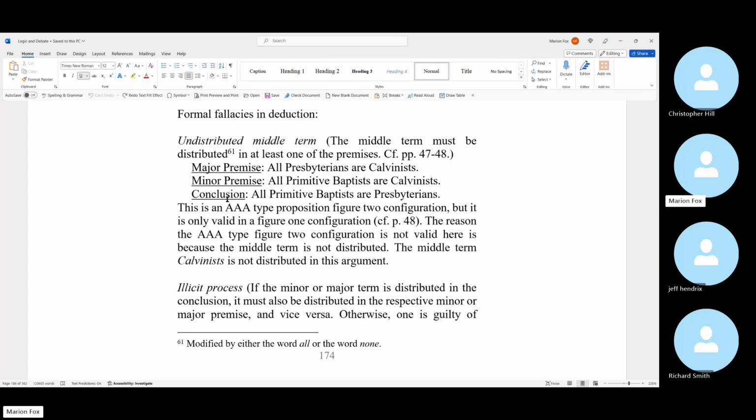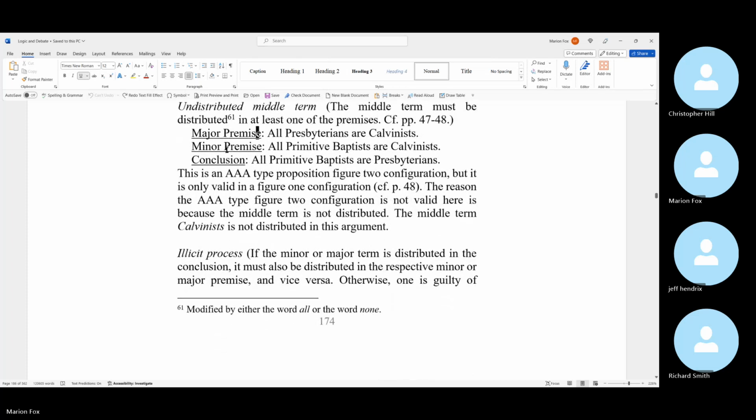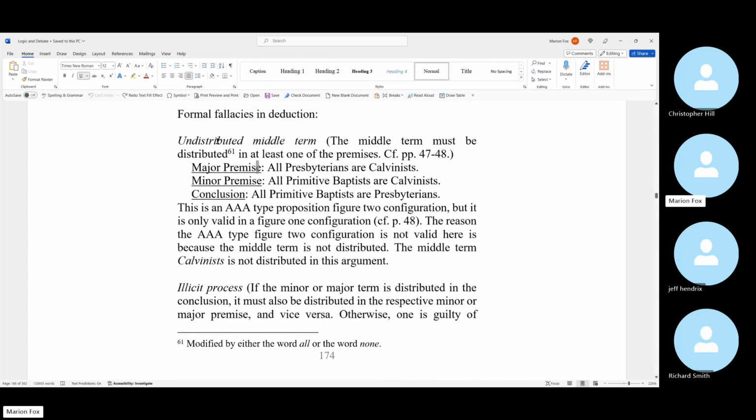Now we have an illicit process, similar to undistributed middle term. When you look at someone's argument, they may fail to have a distributed middle term. It's not valid. It won't prove anything. It doesn't prove the conclusion they're purporting to prove. The conclusion might be true for other reasons, but it's not true for this because of this argument. All Presbyterians are Calvinists, that's true. All Primitive Baptists are Calvinists, that's true. We can't say all Primitive Baptists are Presbyterians, that's not true. We can't say that. Any question?